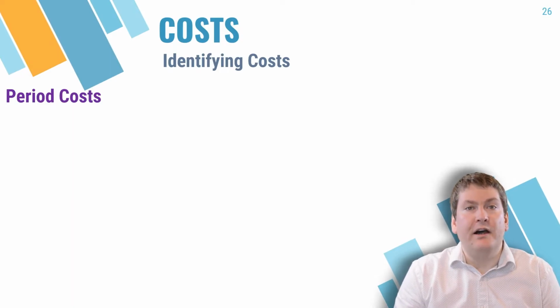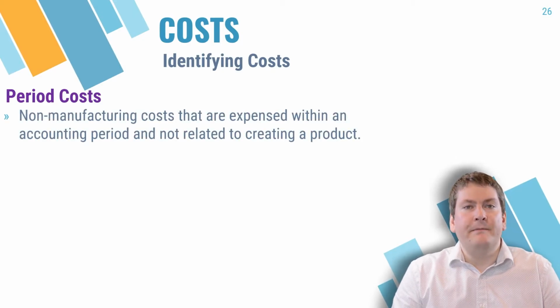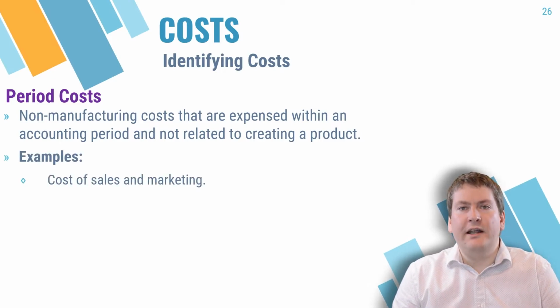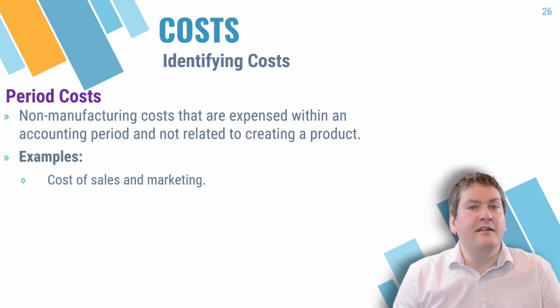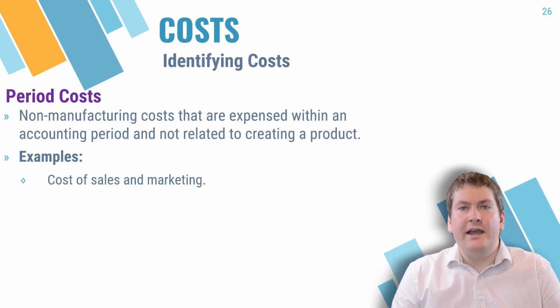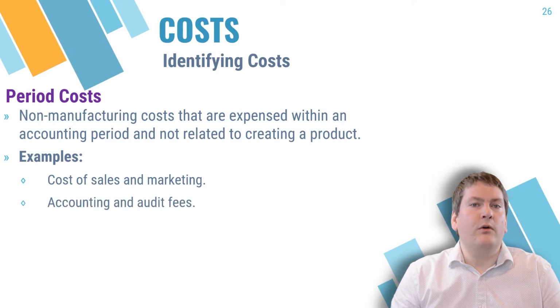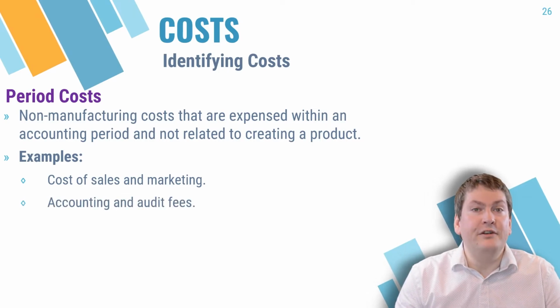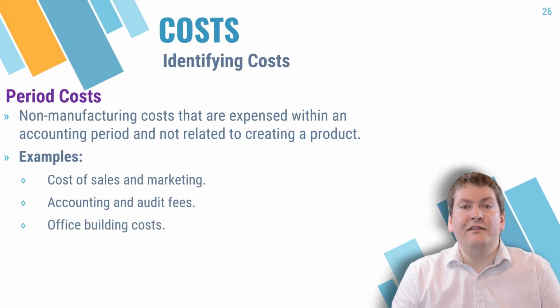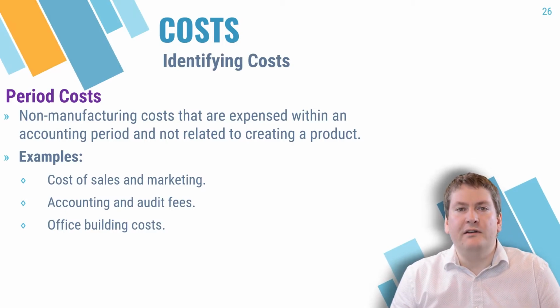Finally, we have period costs. These are non-manufacturing costs that are incurred each accounting period and not related to creating a product. This can include the cost of sales and marketing, including the cost to produce and place ads, wages paid to sales and marketing employees, and costs related to acquiring new customers. For example, going to conventions to demonstrate your product would be a sales cost that would fall under period costs. Any accounting or auditing fees, for example, if you have to hire an accountant. Office building costs, such as insurance, rent, electricity, or any building not directly involved in manufacturing.